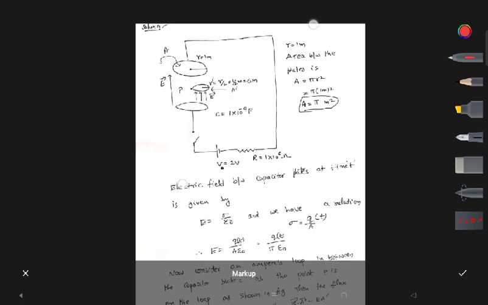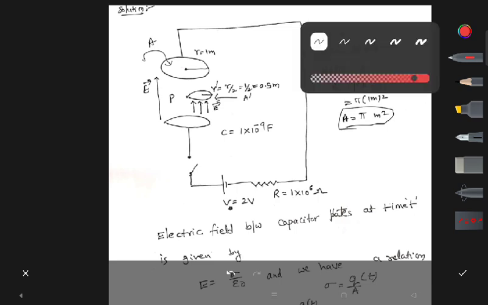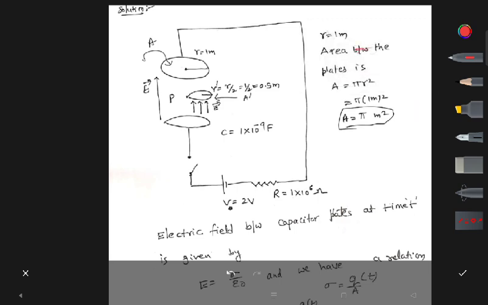So this is the capacitor with circular plates, each of radius 1 meter. The area of each plate of the capacitor is A equal to pi r square, where r equal to 1 meter. So A equal to pi meters square.